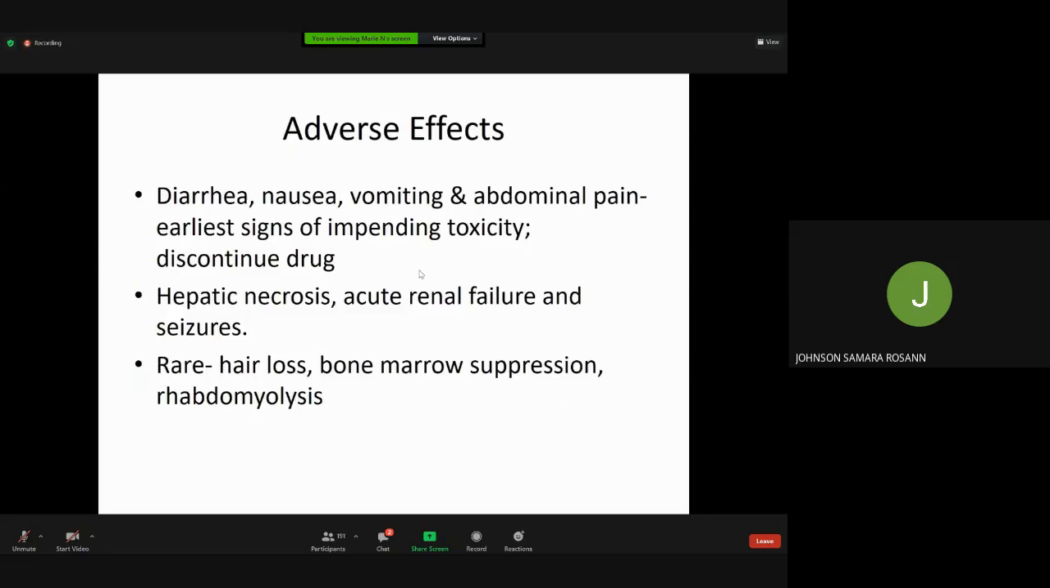They start having diarrhea, they need to stop the drug immediately. Other less common adverse effects include hepatic necrosis, acute renal failure, and seizures. And even more rare will be alopecia, suppression of the bone marrow, and breakdown of skeletal muscle, also known as rhabdomyolysis. But the most important to remember are the GIT ones: diarrhea, nausea, and vomiting. Please warn your patient if they get any sign of diarrhea to stop the drug immediately.